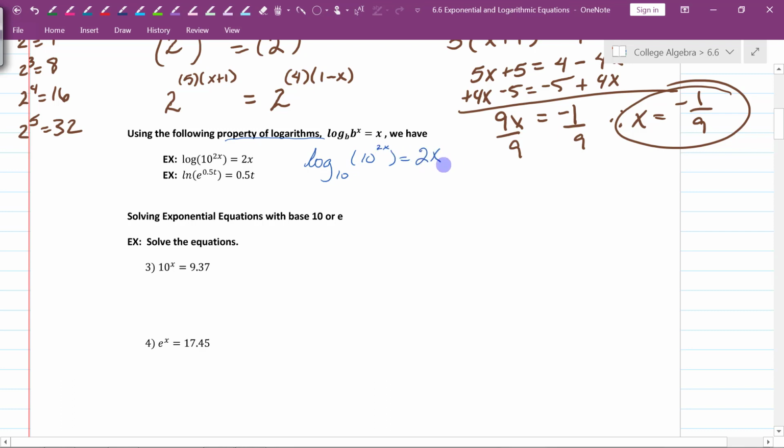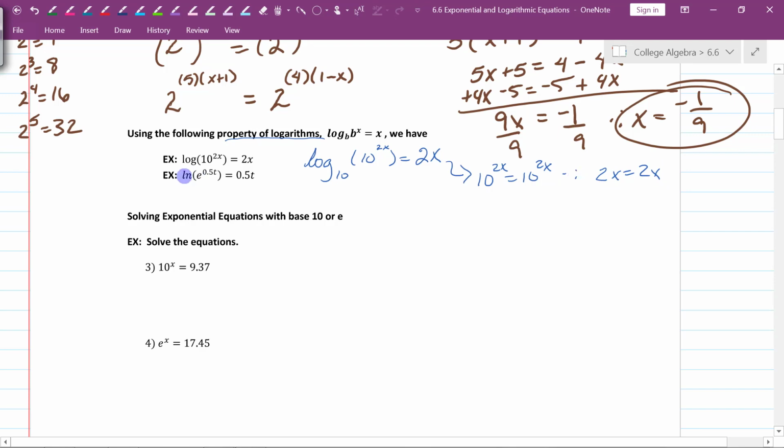If I rewrite this as an exponential, it's going to be 10 to the 2x is equal to 10 to the 2x. And then I know 2x must equal 2x following the logs of the exponents, right? So 2x must equal 2x. Let's look at this one here.